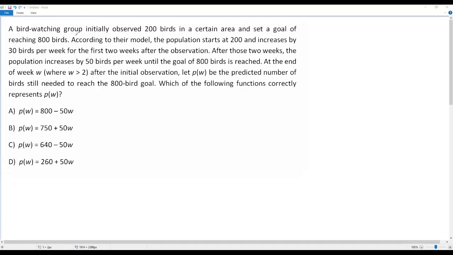Here we have an SAT math problem. Okay, let's go to the question. A bird watching group initially observed 200 birds in a certain area and set a goal of reaching 800 birds.